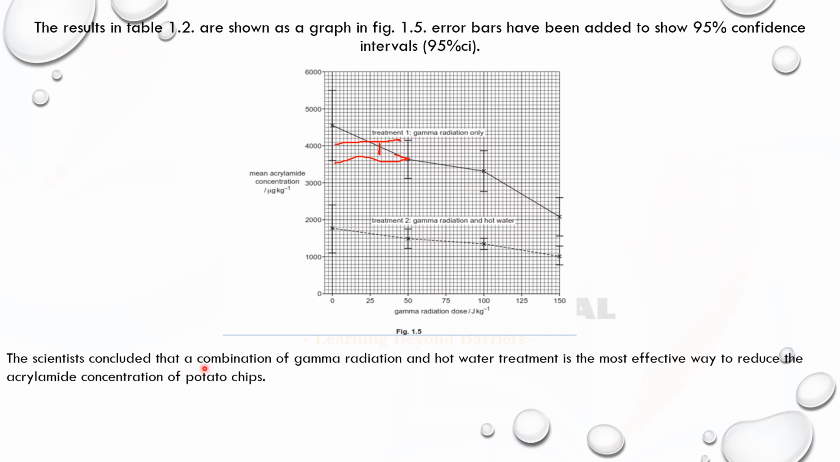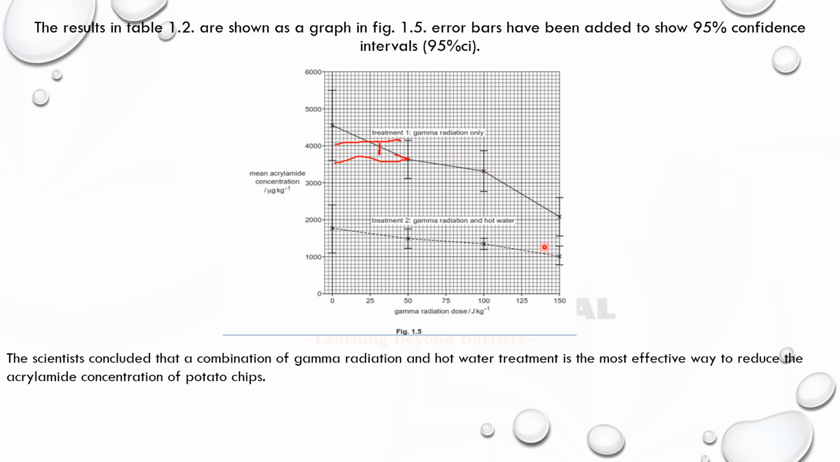The scientists concluded that the combination of gamma radiation and hot water treatment is the most effective way to reduce their acrylamide concentration. Is it the most effective way or not? Now, you can support it. It's the most effective way because there's much more decrease in gamma and hot water compared to gamma only. Can you see the decrease is quite low? And of course, when you check, you see that their error bars do not overlap. So that makes sense.